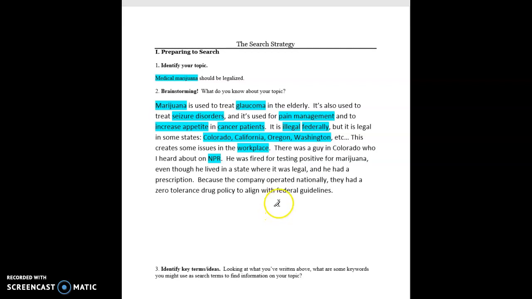So looking at what I've got here, okay, I've identified some search terms potentially through my topic, just marijuana and medical marijuana. Looking at the treatment aspects of it, I would also highlight words like glaucoma, seizure disorders, pain management, cancer patients, those kinds of things. The second overarching theme is the legality, okay? So illegal, federal, state. I'll also highlight the word state, like state law. And then looking at the specific states, but then also the impact on the workplace, okay?